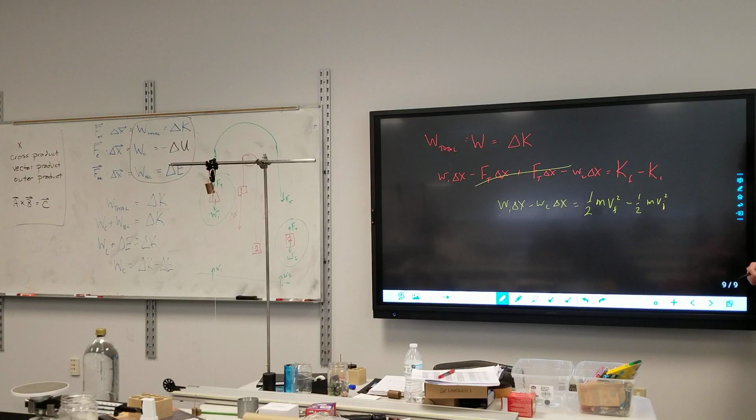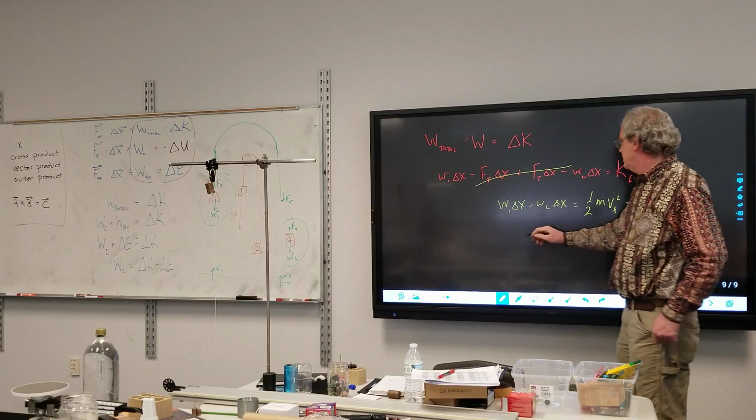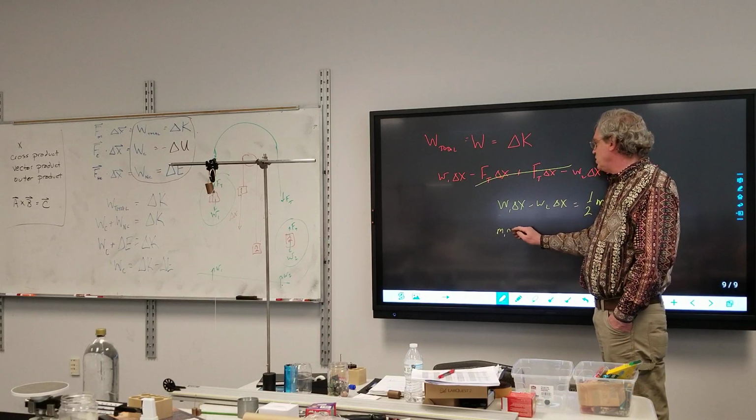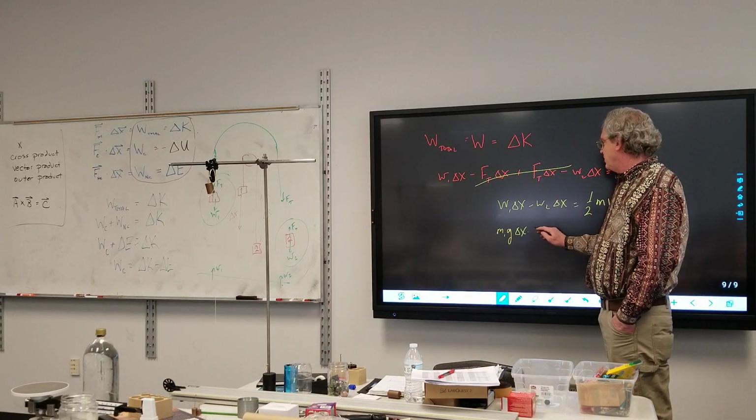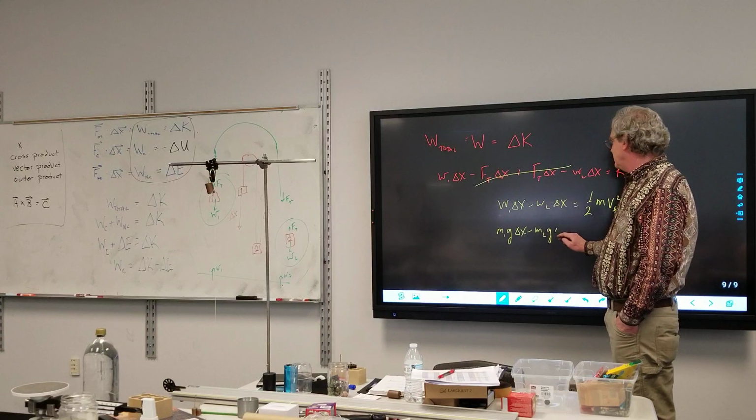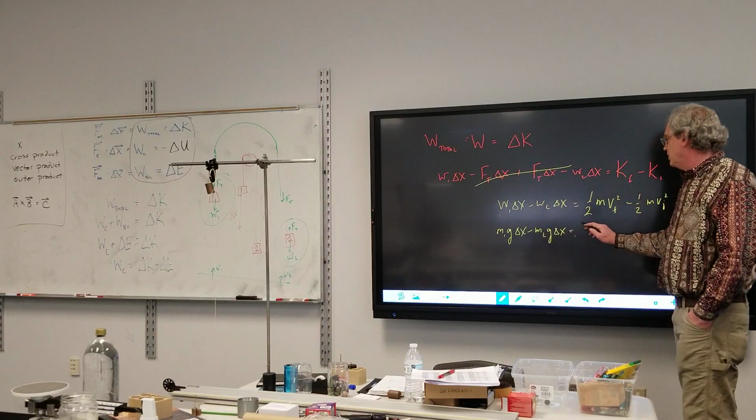Okay. What's the formula for weight? Mass times acceleration. Say it again? I didn't quite catch all of it. Mass times acceleration due to gravity. There we go, all right. So we have m1 g delta x minus m2 g delta x equals 1/2.